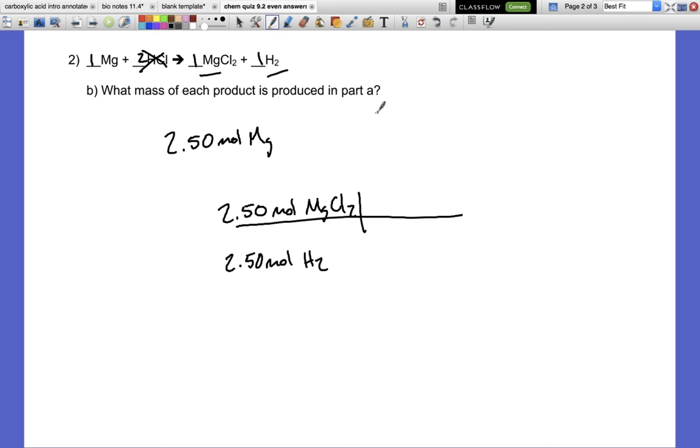I just need to know, okay, 1 mole of magnesium chloride has what mass. So I add that on the periodic table. It's 95.21 grams, and I use that conversion. This time, since I don't really have different stuff and labels, I don't even really need to put those on there, but mole still cancels mole. And so 2.5 times 95.21 is going to give me a 238 gram answer.